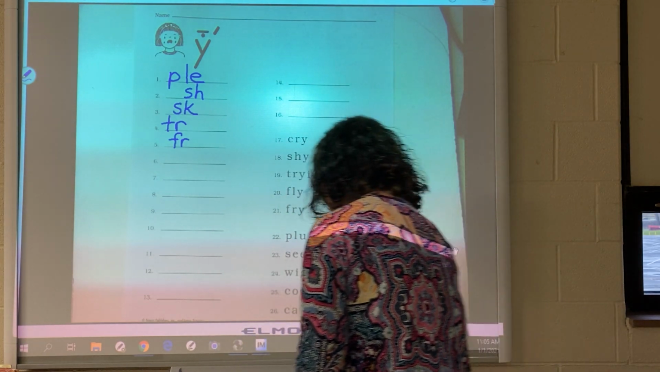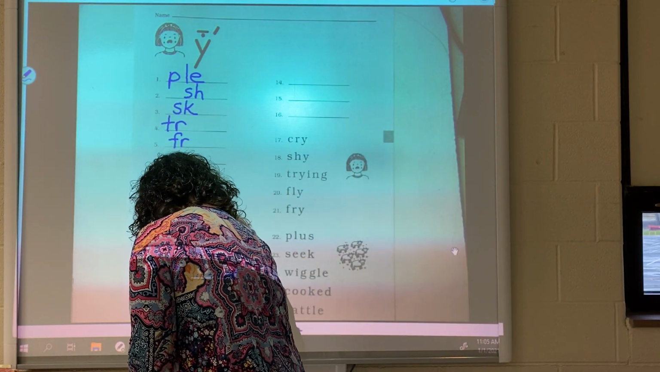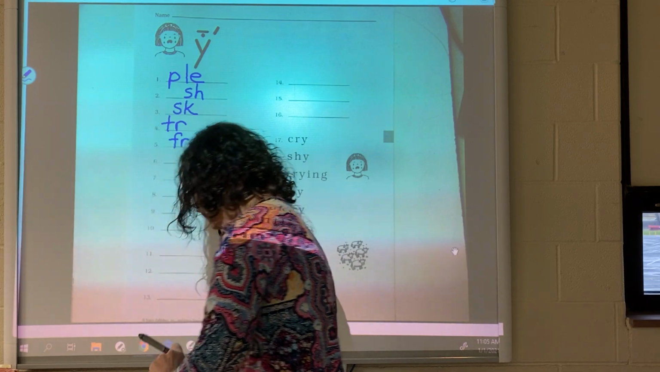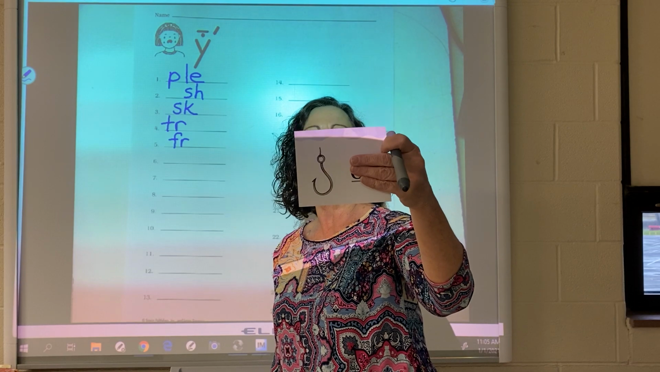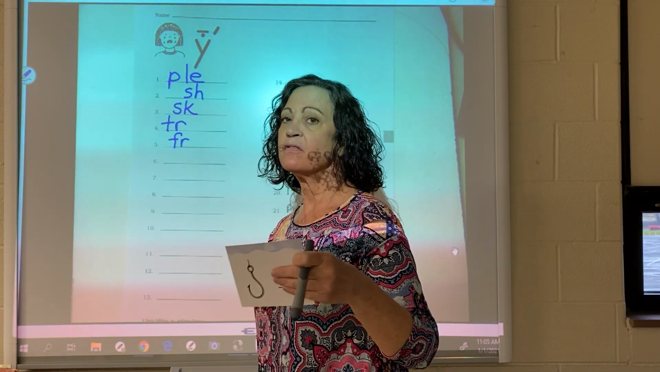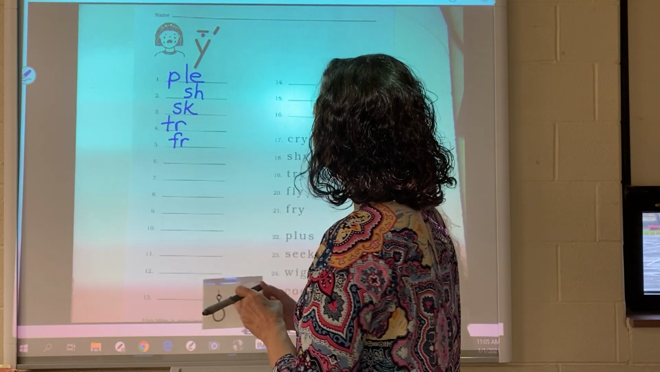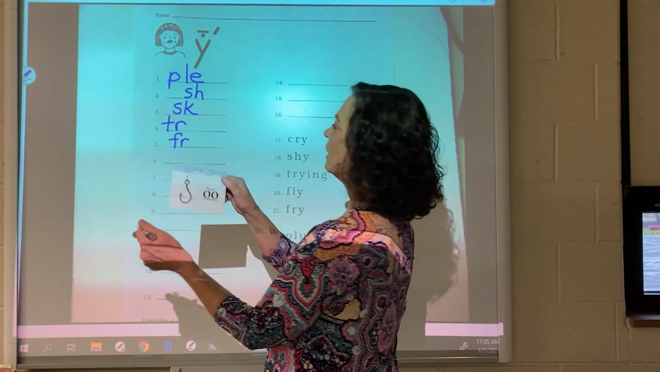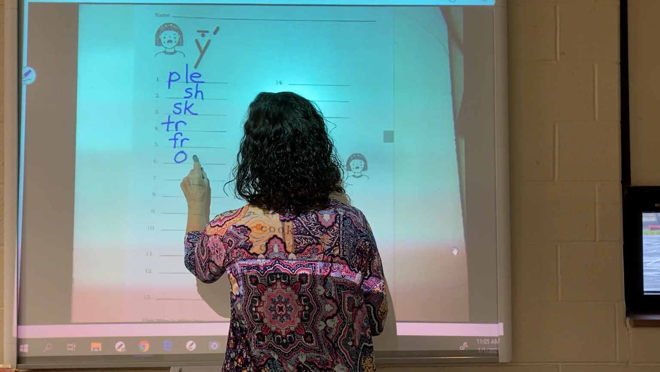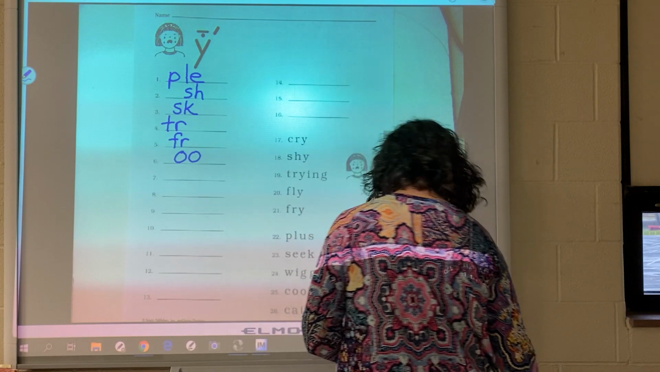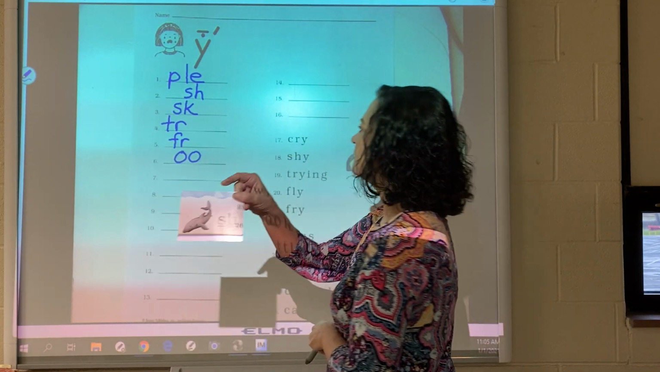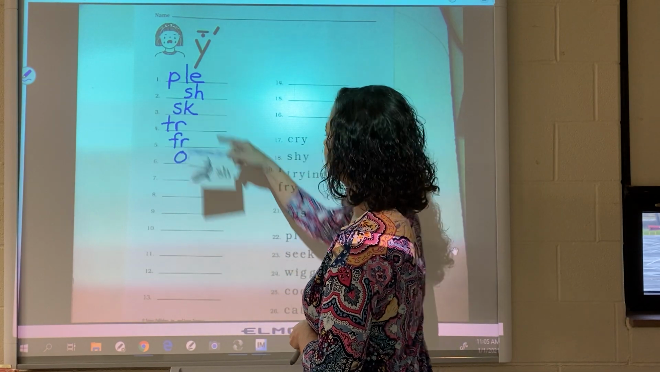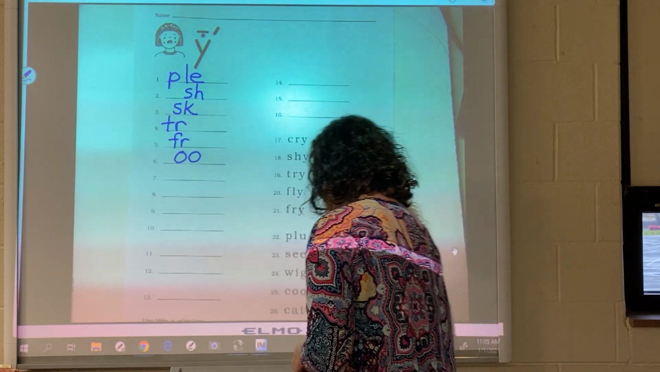Now, this is hook. Remember the two vowels, it can also say oo, as in tooth, it is O-O. We've already seen shh up here, so I'm not going to write that one.